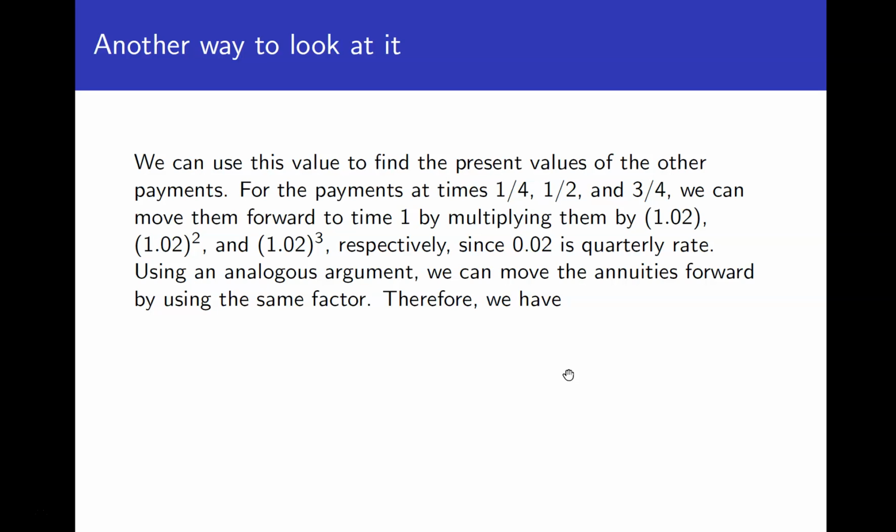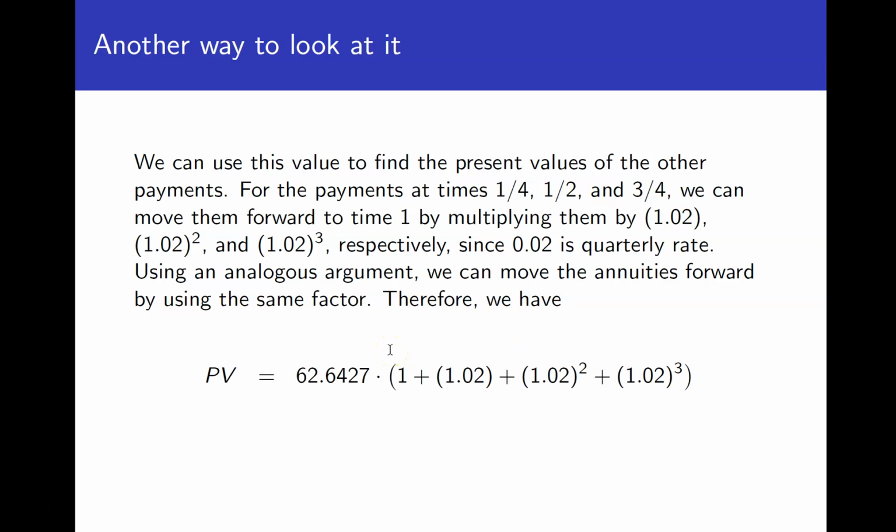So notice again, we have those payments that are at time 1/4, time 1/2, and time 3/4. We can all move them forward to time 1 by multiplying them by the appropriate factor. So to get the one at time 3/4 to time 1, we can multiply it by 1.02. To get the payment at 1/2 to time 1, we multiply it by 1.02 squared. And then to get the payment that's at time 1/4 to time 1, then we have 1.02 cubed. So even though I wrote respectively here on the slide, it's actually reversed. So we moved the payments forward by that factor. We can move the annuities by that same factor.